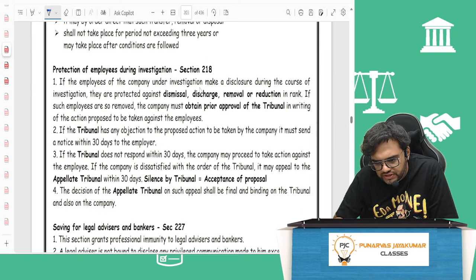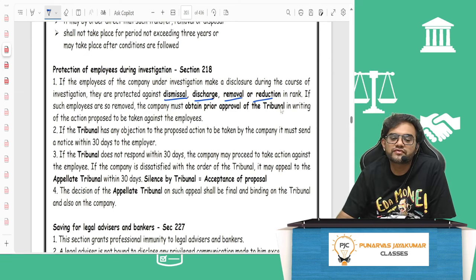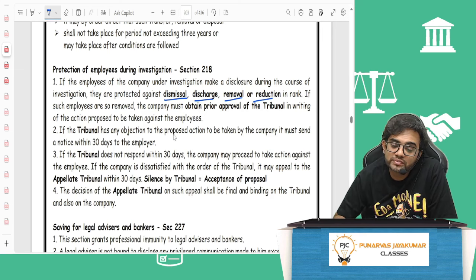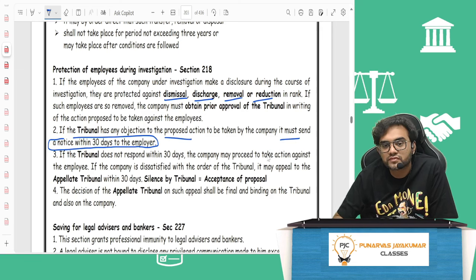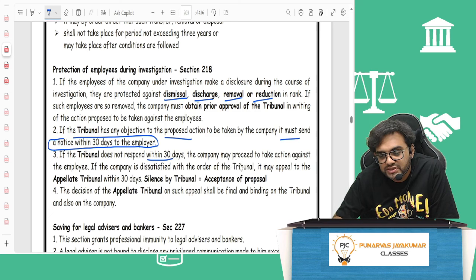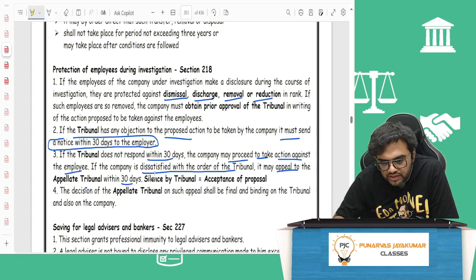Employees of the company under investigation who make a disclosure during the course of the investigation are protected against dismissal, discharge, removal, reduction in rank, or anything for that matter. If the tribunal has any objection to the proposed action, it must send a notice within 30 days to the employer. If the tribunal does not respond within 30 days, the company may proceed to take action against the employee. If the company is dissatisfied with the order, it may appeal to the appellate tribunal within 30 days. This is the best part: silence by the tribunal is equal to acceptance of the proposal.